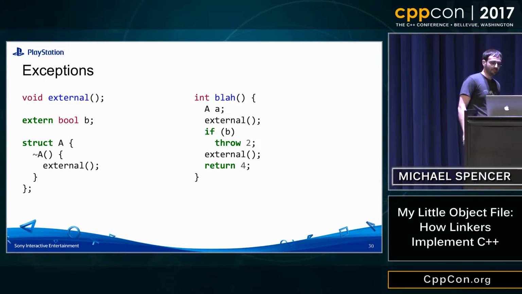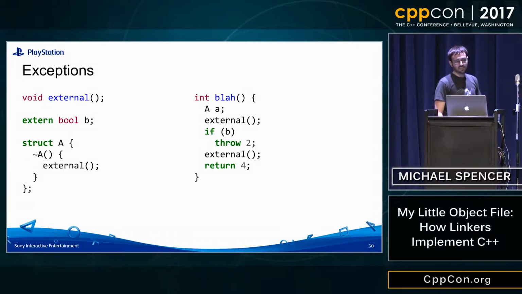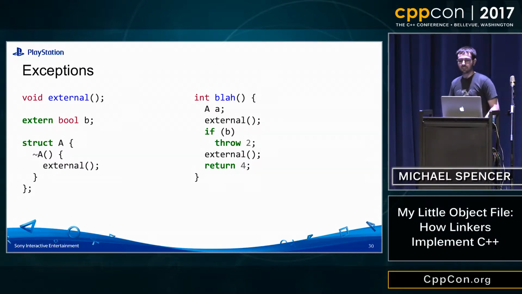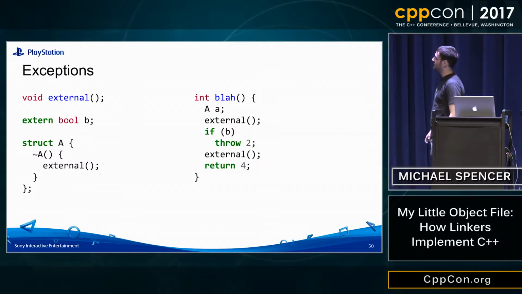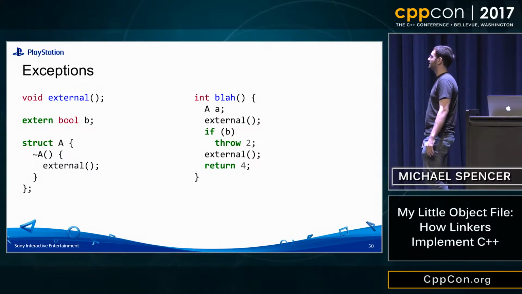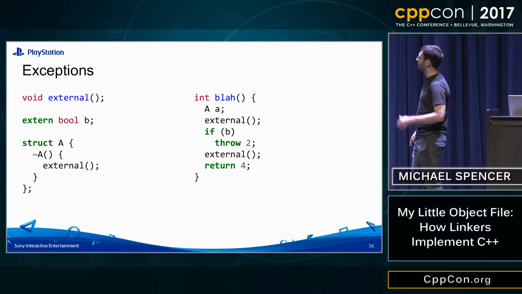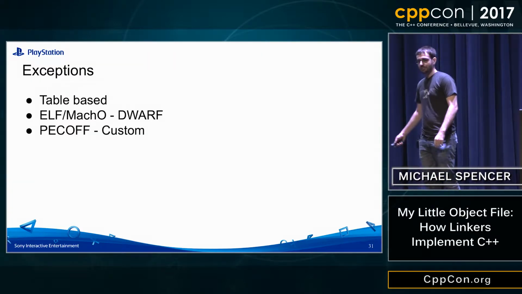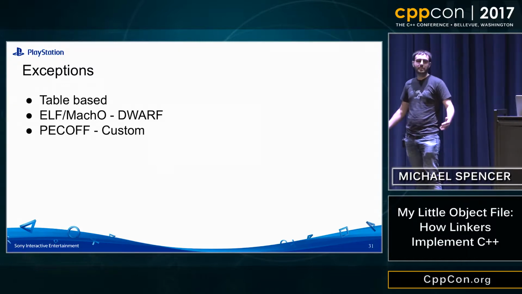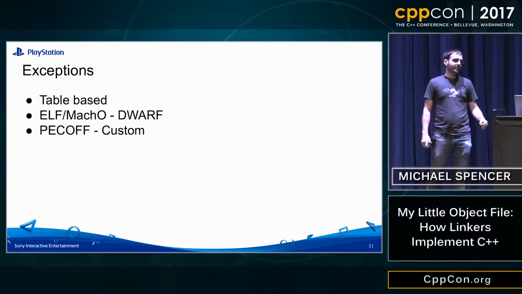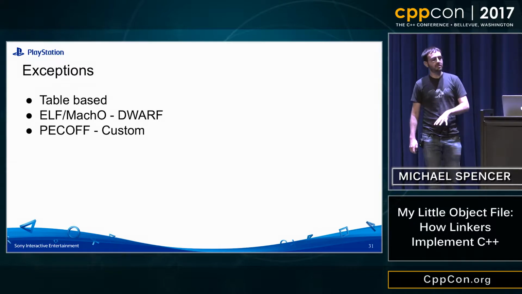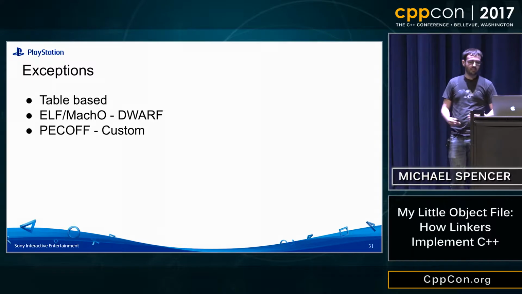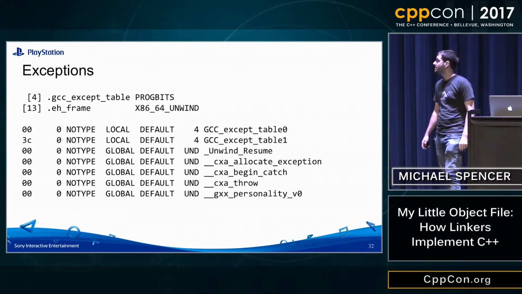Let's take a look at exceptions. So here's some beautiful code that uses exceptions. And we've got some external calls to make sure that the compiler doesn't just see that you're not actually using the exceptions, nothing bad can happen, and remove all the code. Exceptions today are all table-based implementations. ELF and Mach-O are actually based on DWARF; they use some DWARF tables. And PE/COFF is a totally custom format. But they work similarly, so we're going to take a look at the ELF implementation.